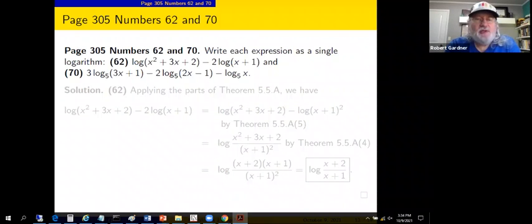Right, each expression is a single logarithm. Okay, this time we're going backwards. So they've got this stuff that's been expanded out in a sense, and we're going to glue it back together. So we're going to combine using the negative sign here.